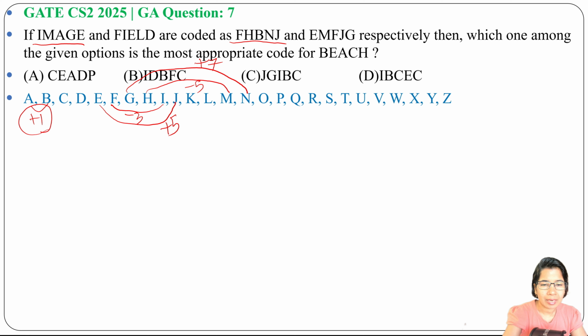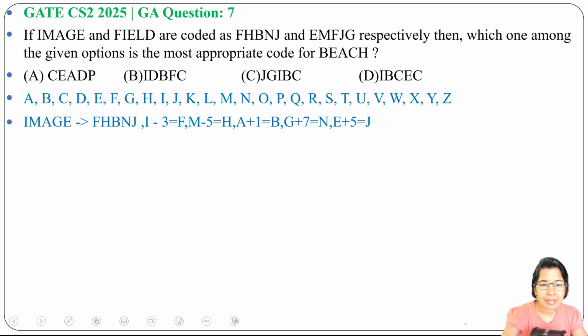First I and F. This is minus 3. And last one E and J, that is plus 5. Then M and H, that is minus 5. G and N, that is plus 7. Next is the second coding.